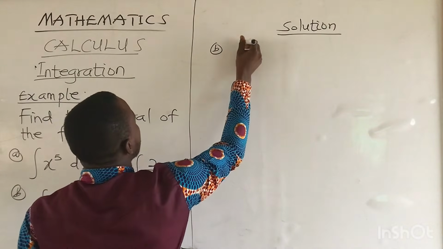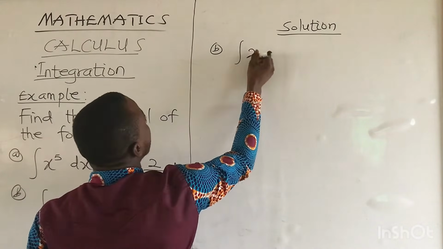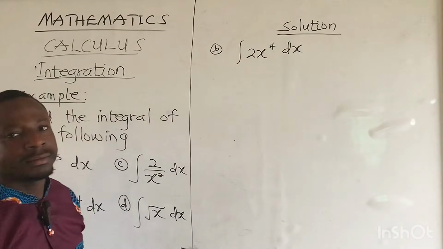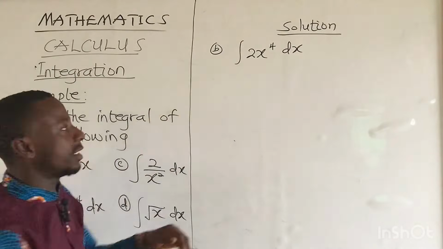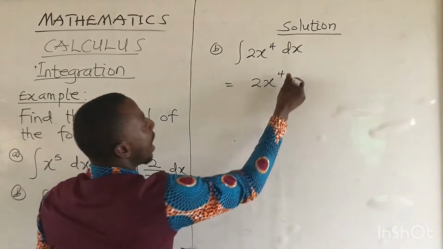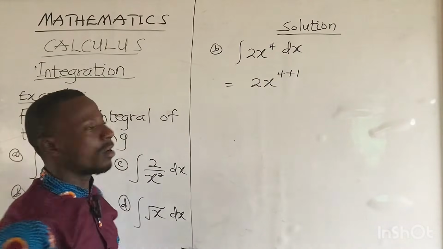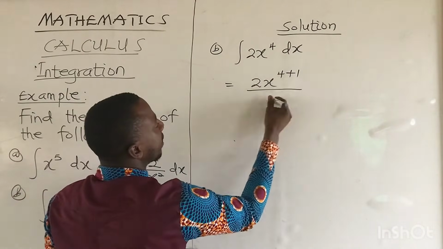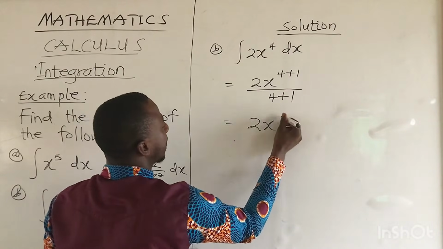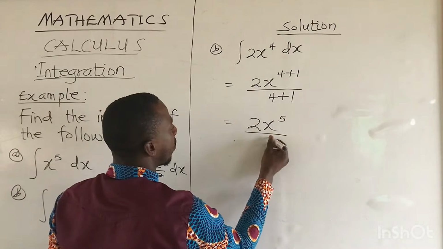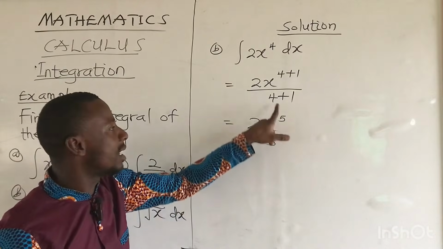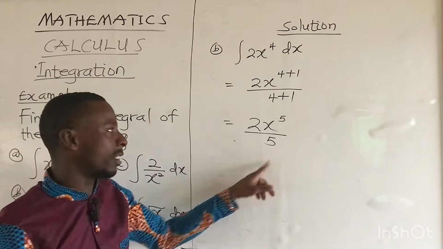B, we have the integral of 2x power 4 dx. So when you're asked to integrate this, we have 2x power 4, then you add 1 to it, all over the same exponent here, 4 plus 1. So we have 2x exponent 5 all over 5, because 4 plus 1, we have 5 to be the exponent.